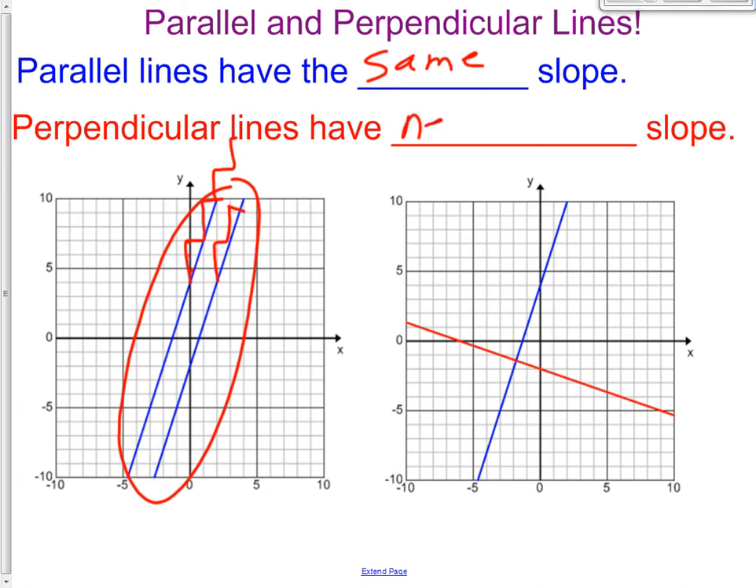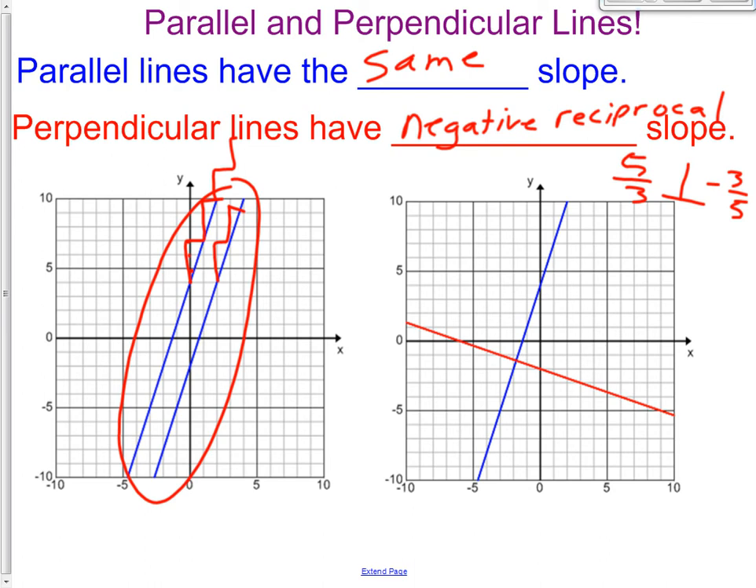They have negative reciprocal slopes, which I'm sure you guys remember, but if you forgot, all it means is that whatever the fraction is for the slope, you change the sign, and then you do the reciprocal, which means the denominator goes to the numerator and the numerator goes to the denominator. So if the slope was 5/3, the perpendicular slope is negative 3/5. You just put a negative sign on it and flip-flop the fraction.